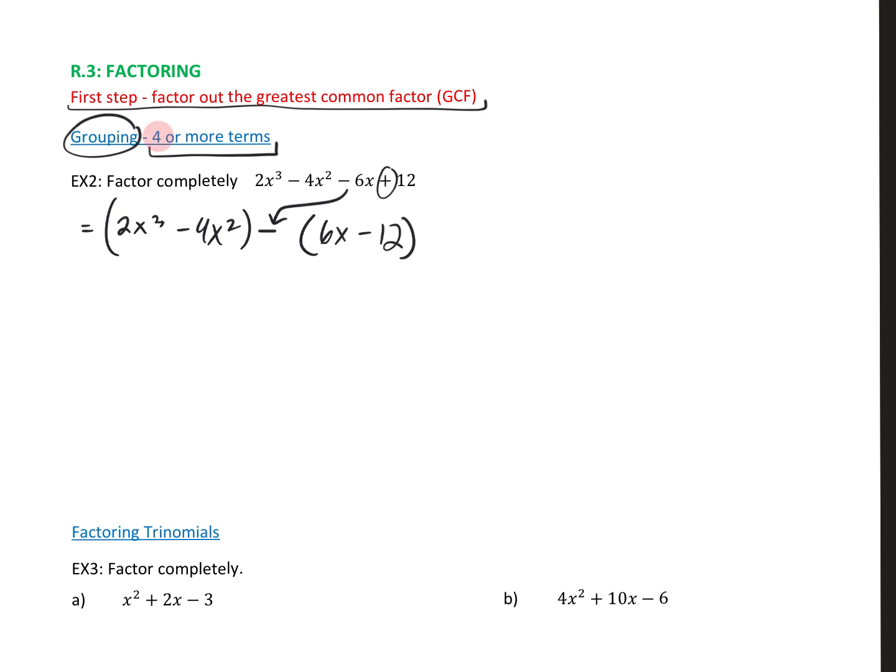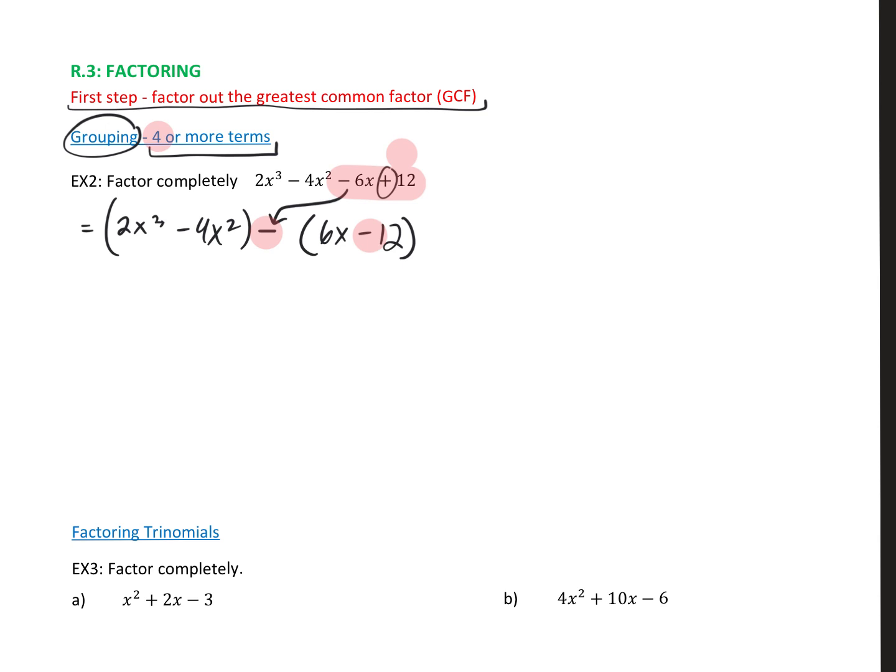And then you could double check to make sure you did that correctly by multiplying in the negative to make sure you get this again, which we would because the negative times the negative 12 would give me the original positive 12. Okay, we're good. So we have set it up for grouping. Now what we're going to do is factor out from each group.